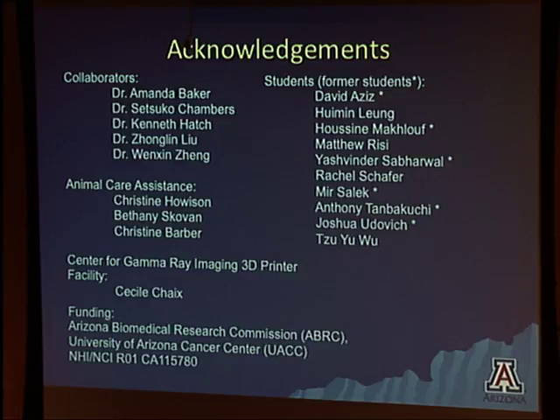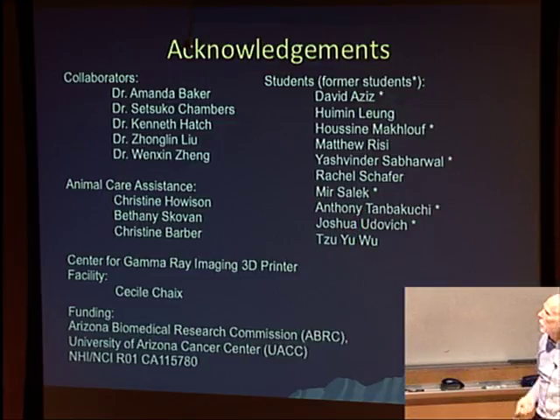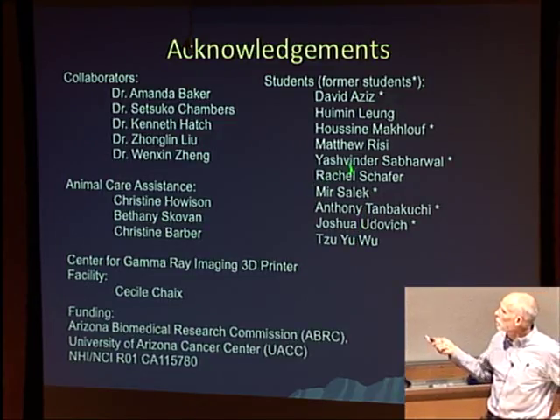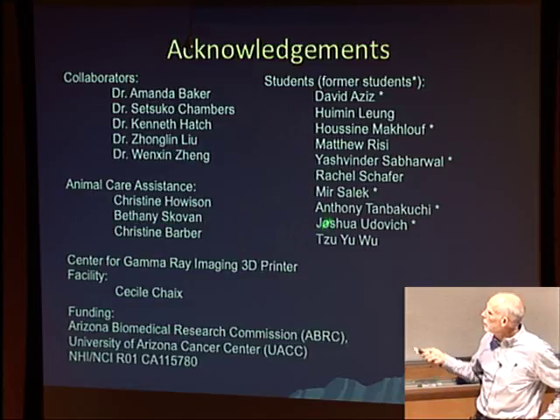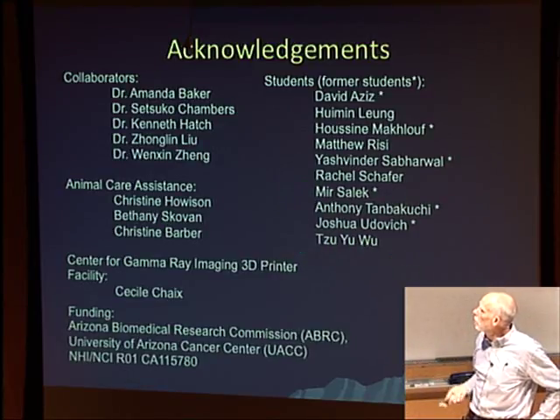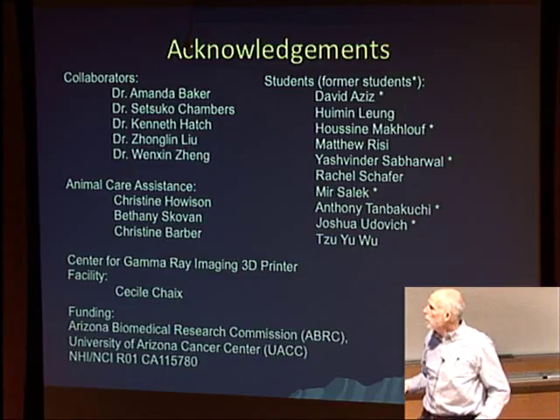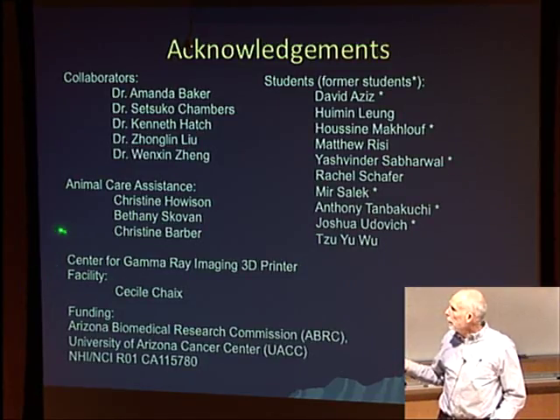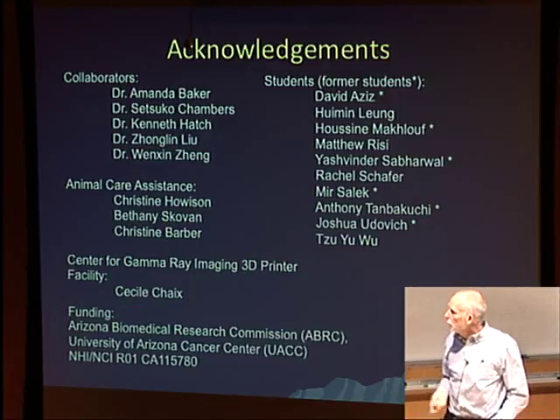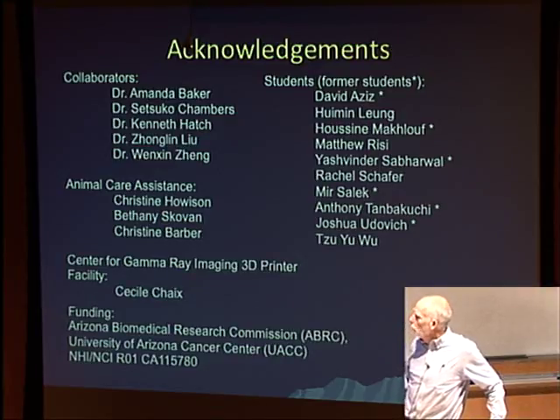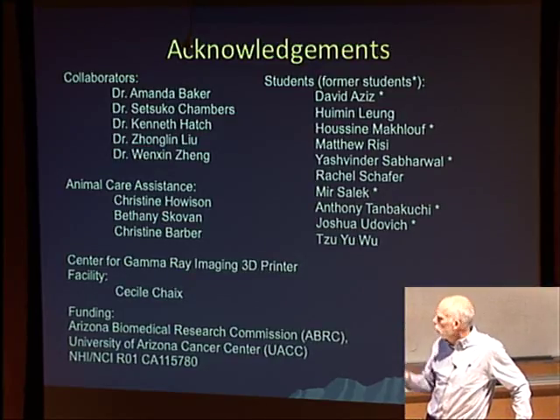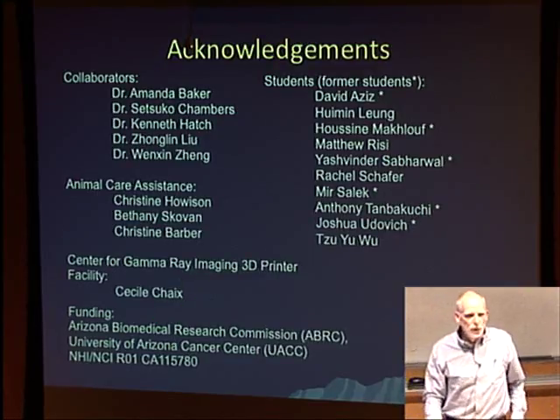Zhonglin Liu at CGRI has helped us with the gamma imaging, the positron emission beta imager, we call it. Wenxin Zhang is a pathologist that's helped us. And a lot of graduate students have worked on this over the years. I mentioned the ones that are currently in the lab: Wei-Min Liang, Matt Risi, Rachel Schaefer, and Xiaoyu Wu. But a lot of former students have contributed to this work as well. And finally, let me thank the people that helped us with animals, and the Center for Gamma Ray Imaging 3D printer. Cecile Shea is one of the people that's done a lot of the work of running that and getting us parts for the window chamber, et cetera, and of course funding. So thank you very much.